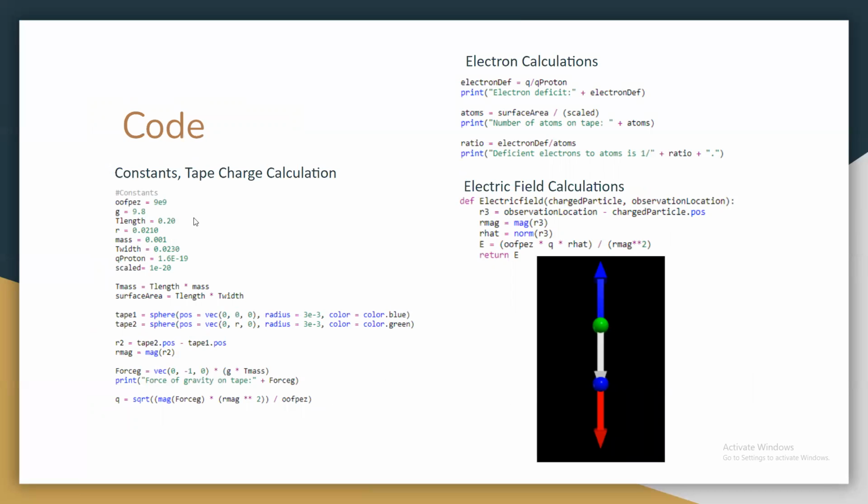Here's my GlowScript model. After inputting my constants, I found the point charges and initially the graphical representations of the tapes.